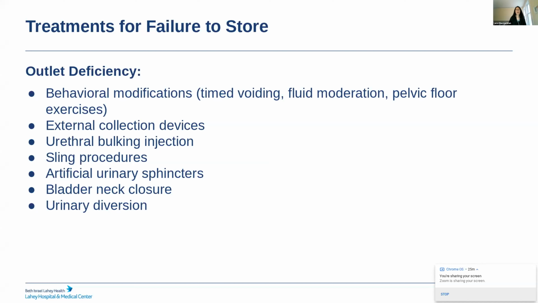You could offer someone a bladder neck closure, and that's especially a good option to use for patients who have devastated urethras due to urethral erosion from chronic catheterization in women. And then lastly would be a urinary diversion.